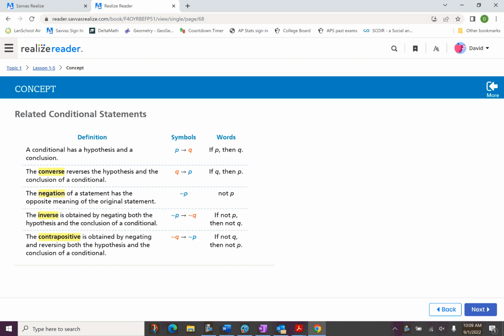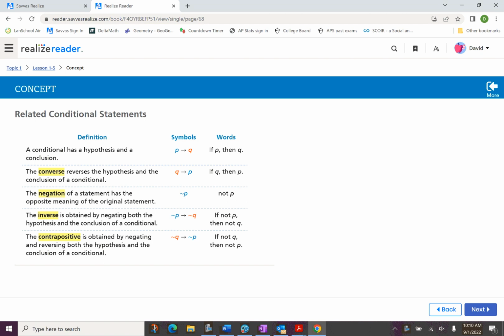Once we have a conditional statement, then we start messing around with it. You'll notice here, if P then Q is our normal form for a conditional statement. The converse of a conditional statement will reverse the order of the hypothesis and conclusion. So if P then Q becomes if Q then P.